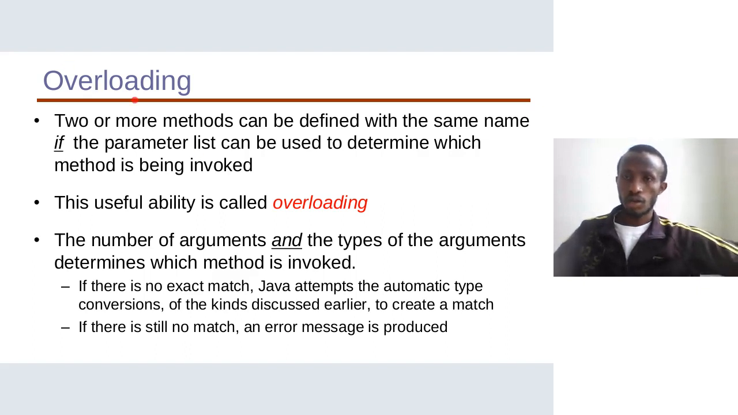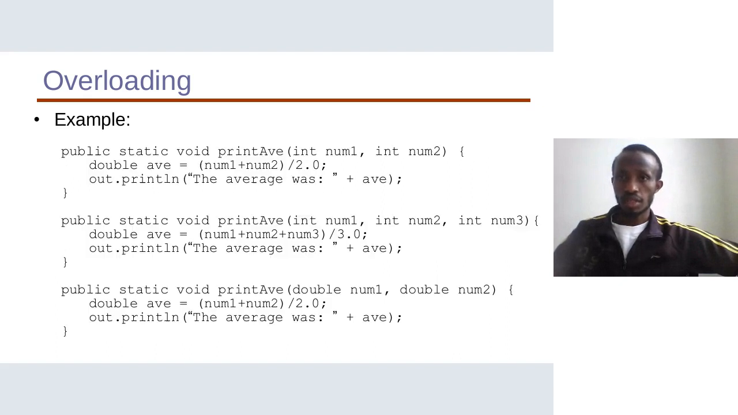Then you have something we call overloading. Overloading is where you can use one name for two or more methods, but the parameters will have to be different. So you can have three methods in my program called area. For example, all of these methods are called printAverage, but you can see the first printAverage has two parameters, the second one has three parameters, and the third one has two parameters but with different types.